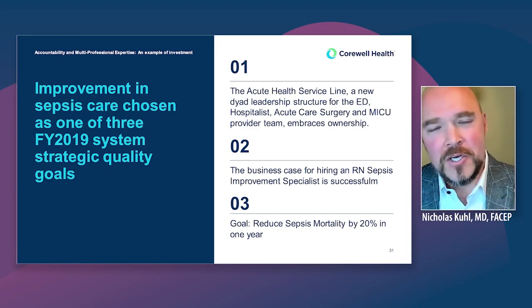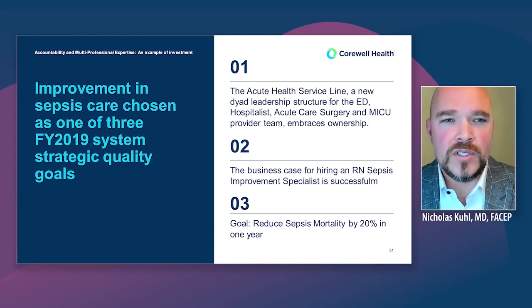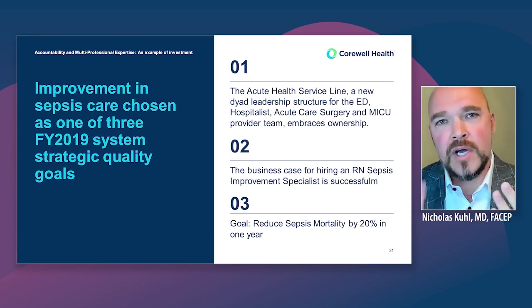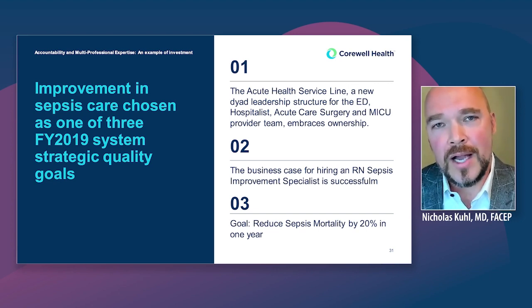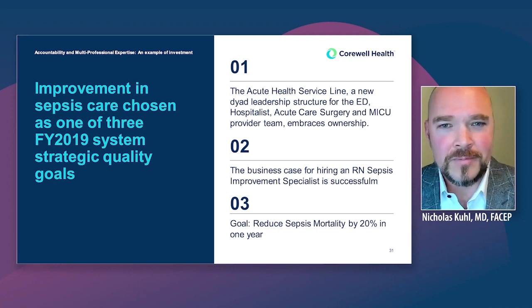Our leadership at that time decided that fiscal year 2019 was going to be a focus on sepsis care, and that would be one of our strategic quality goals. They tasked the acute care service line with ownership of this goal. That was a physician leader and an operational leader that together oversaw our ER, our hospitalists, our acute care surgeons, and collaborated with our ICU to take this goal and make it happen for our hospital.